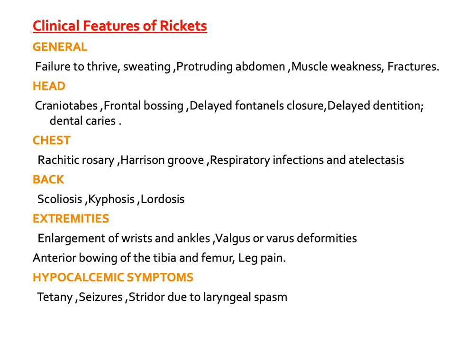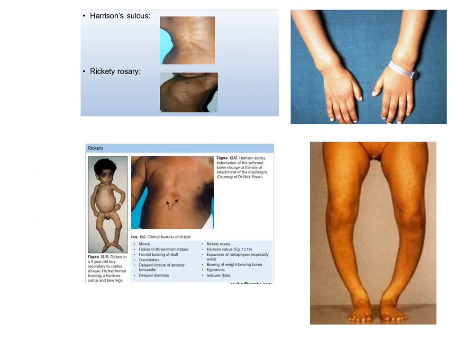There are hypocalcemic symptoms. The patient may present with tetany, seizures, or stridor due to laryngeal spasm. These are some of the pictures which show the clinical presentation. This is the widening of the wrist. Because of the undermineralization of the growth plate, there is widening of the wrist.